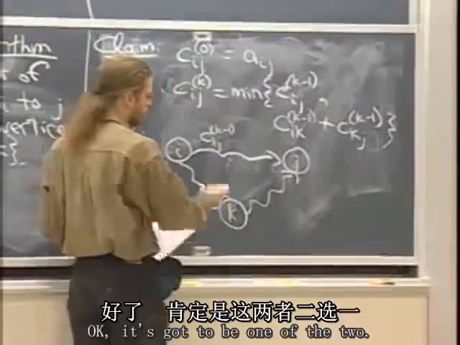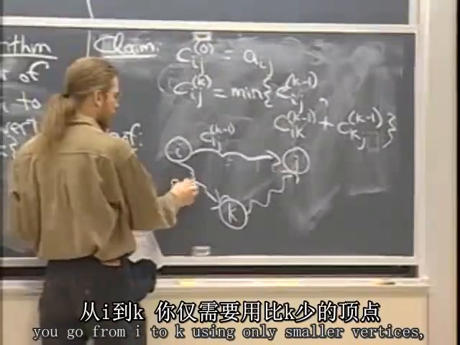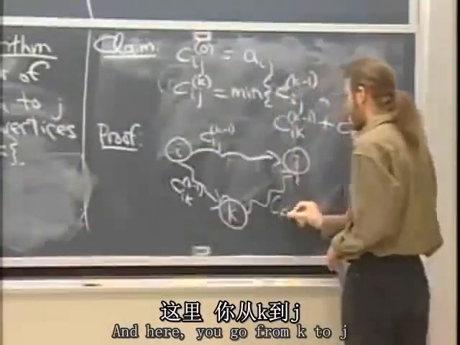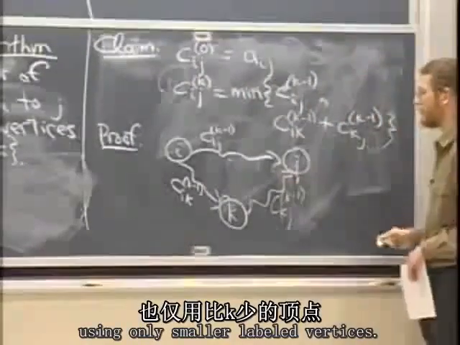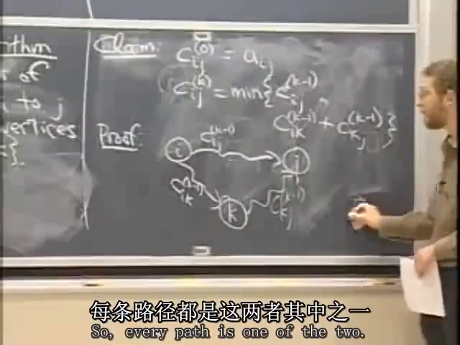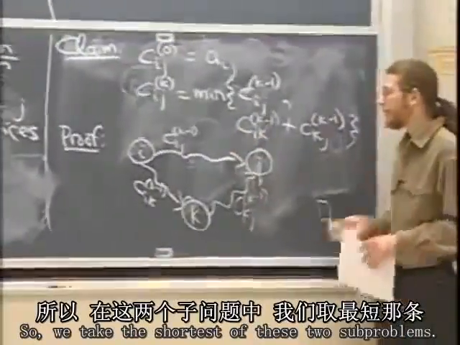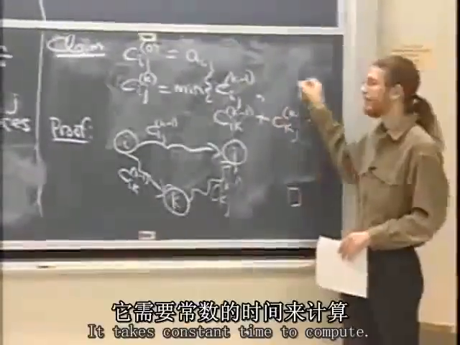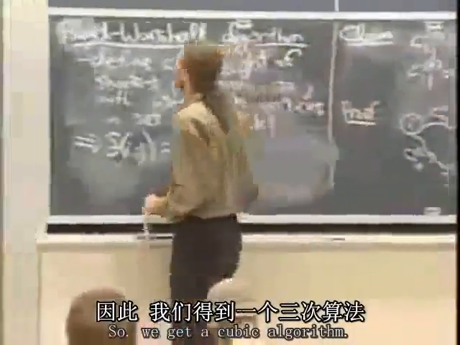Okay, it's got to be one of the two. And in this case, you go from i to k using only smaller vertices because you don't want to repeat k. And here you go from k to j using only smaller labeled vertices. So every path is one of the two. So we take the shortest of these two subproblems. That's the answer. So now we have a min of 2 things. This takes a constant time to compute. So we get a cubic algorithm.